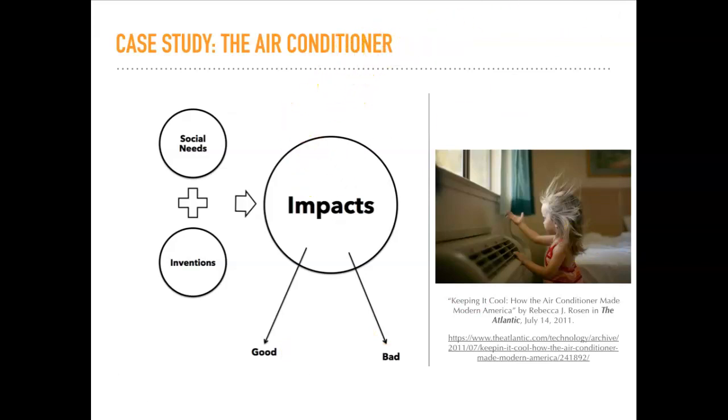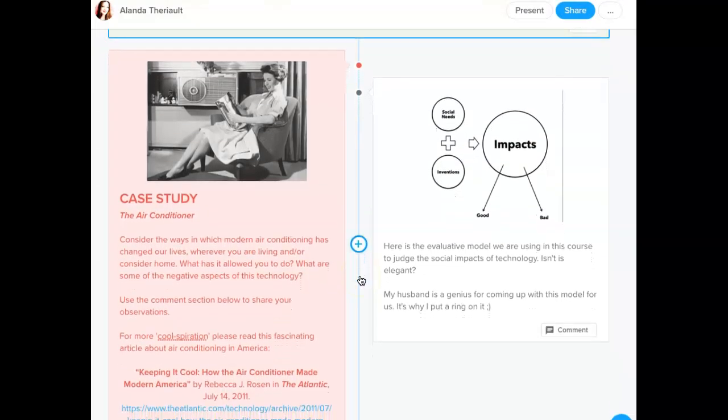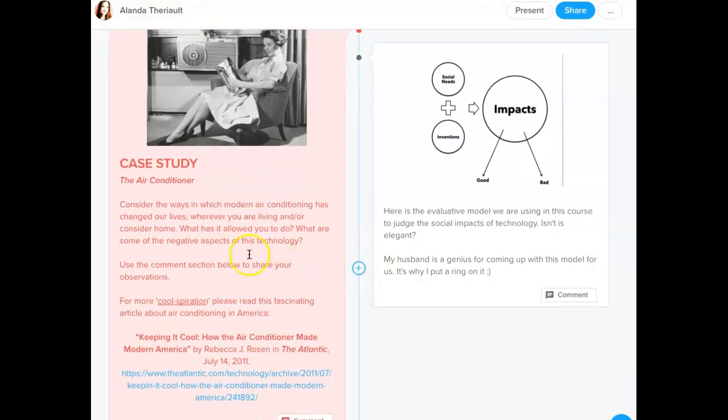I've included a case study in our notebook that you could take a look at on the air conditioner and how the air conditioner made modern America. And it's a really interesting article that, to be honest, before having read it, I never thought of modern air conditioning in that way. So I hope that you take a chance to read it and answer some of these questions.